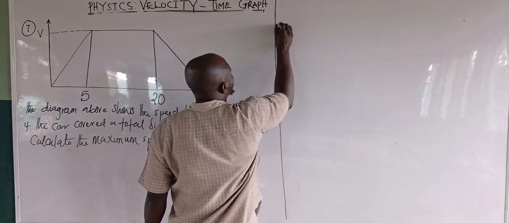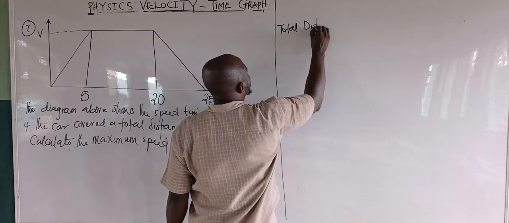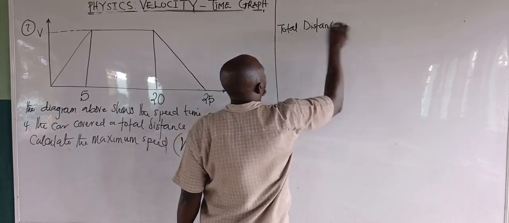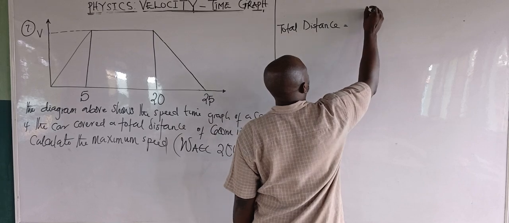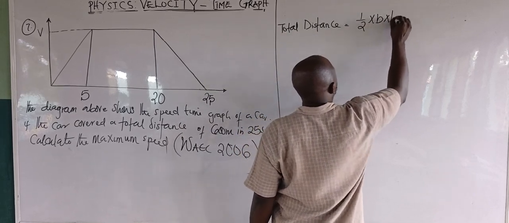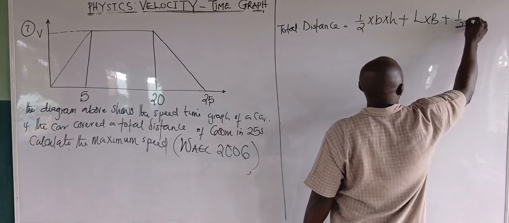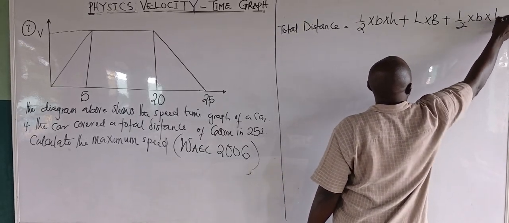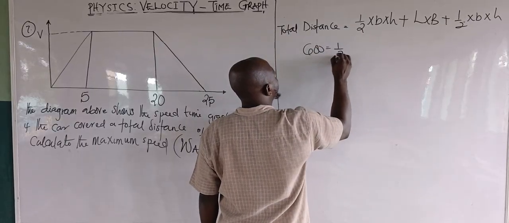We know that total distance will give you everything about the diagram: half base times height, plus length times breadth, plus half base times height. So this is what I'm having here. Everything here is 600. So I have this value.